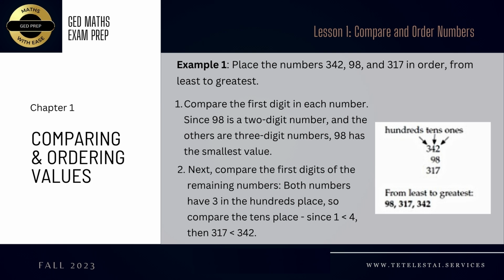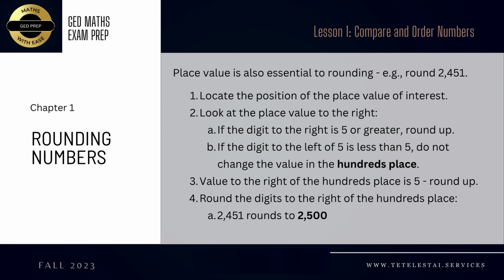Okay, so again, place value is essential to rounding numbers. For example, if you've been asked to round 2,451 to its nearest value, you would start by locating the place value that you want to round to. And in this case, it's the hundreds place that is king of the show, for example. And so in the hundreds place is the digit 4.